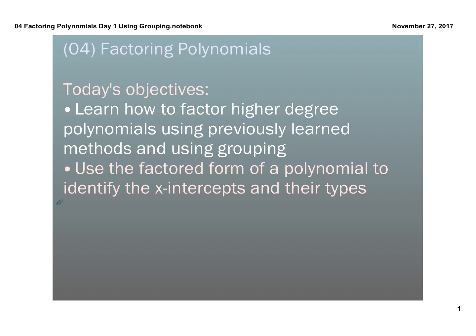Okay, we're going to learn how to factor higher degree polynomials using previously learned methods and using grouping, which you haven't done before. Then we're going to use the factored form of a polynomial to get the x-intercepts and their different types. Types, what are they talking about?